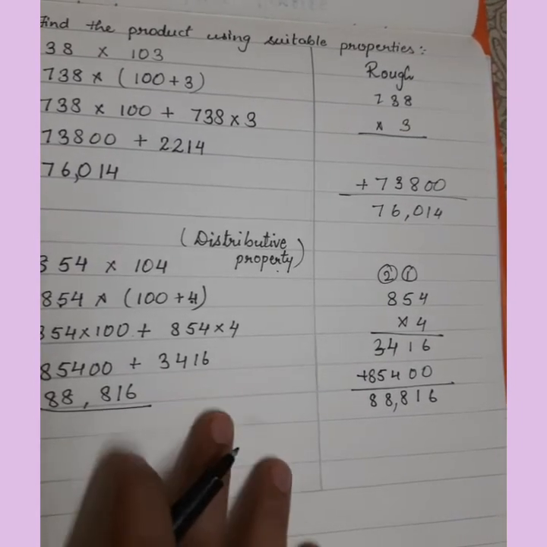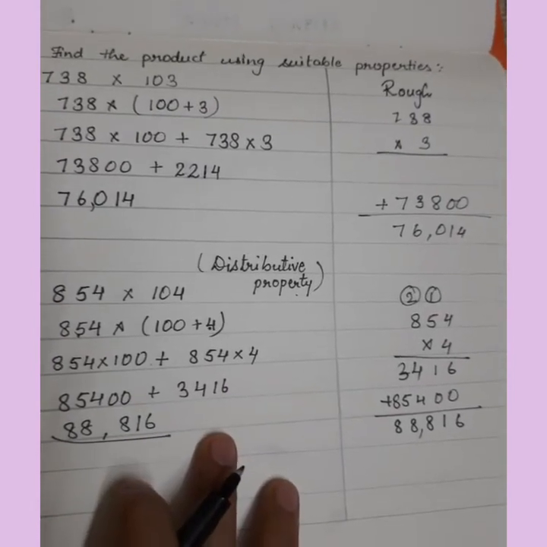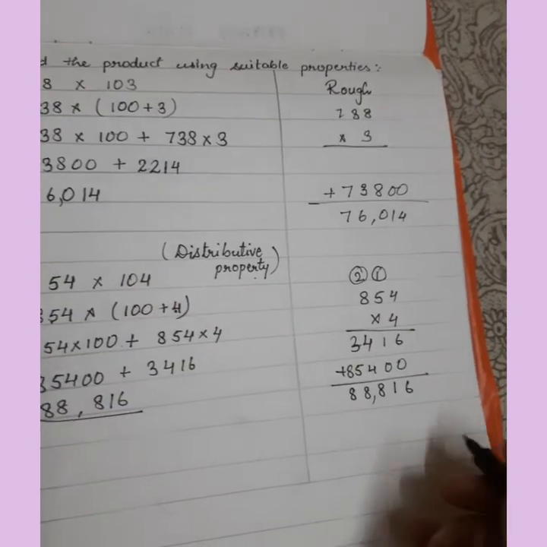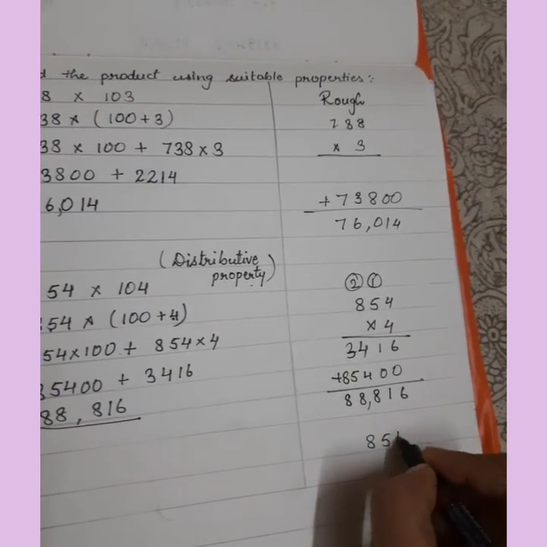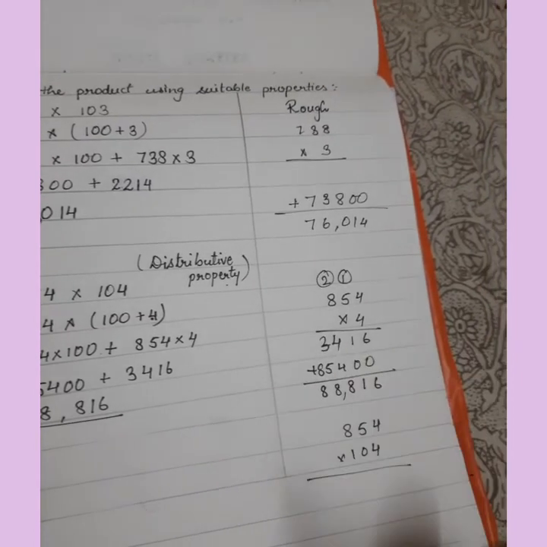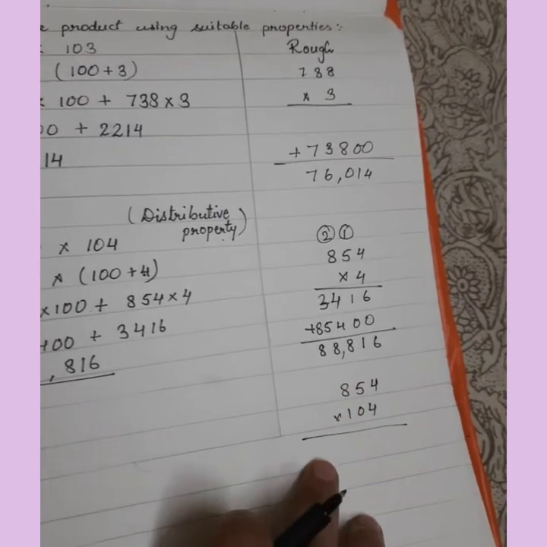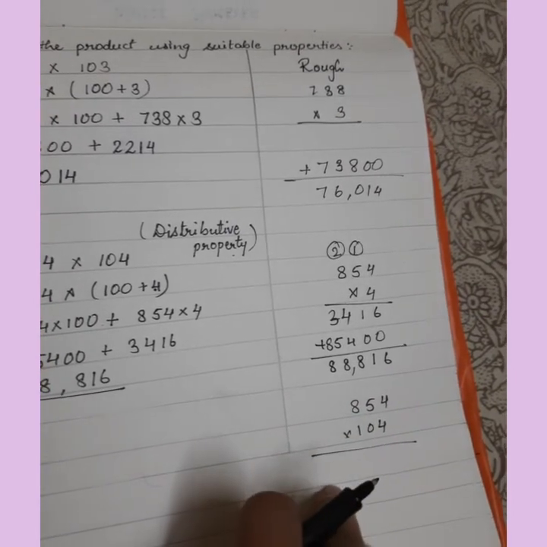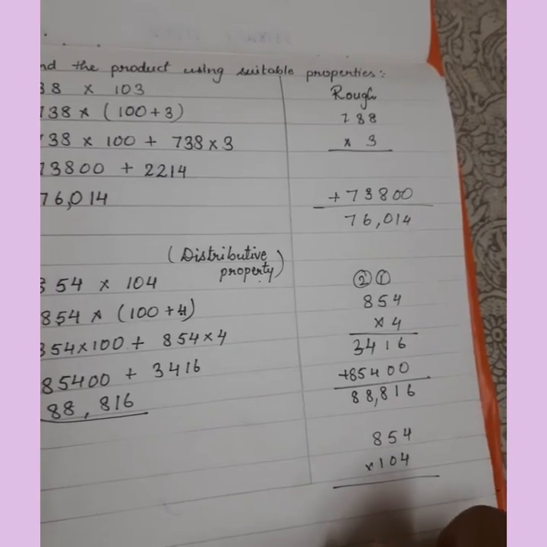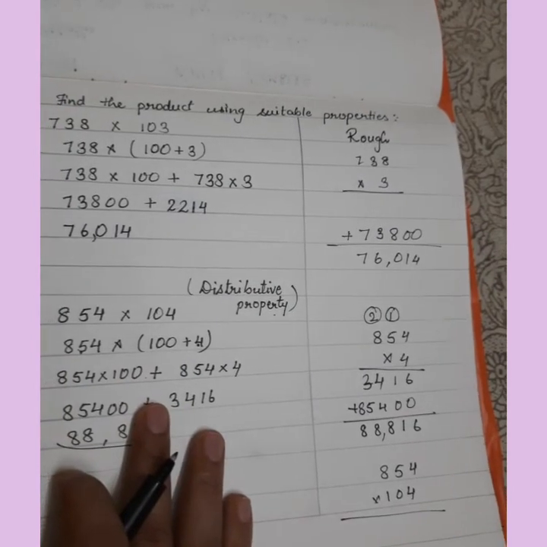This makes your calculation easier as well as faster. If you do this calculation directly as 854 multiplied with 104, the calculation will be very long, and it will consume more time also. So to avoid all that, we have to use the property and do the sum.